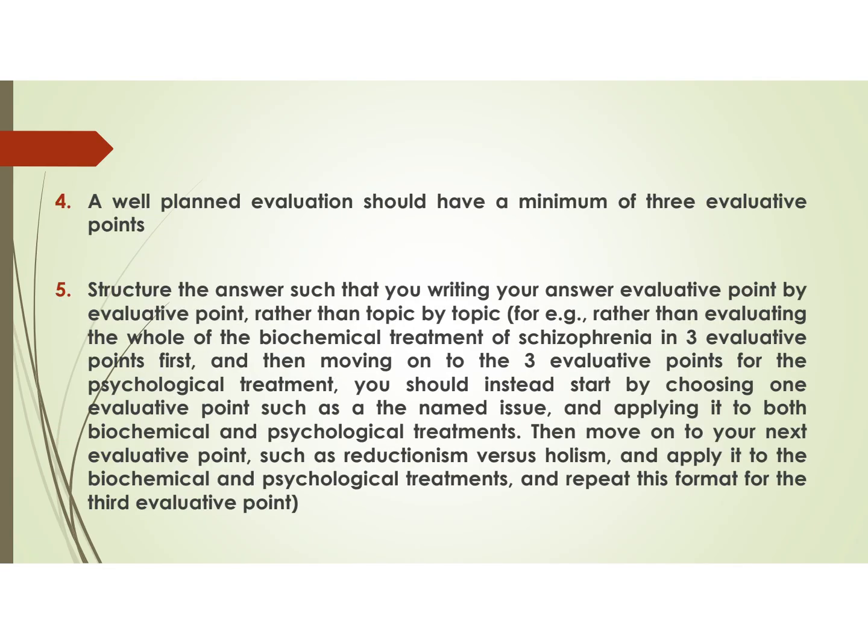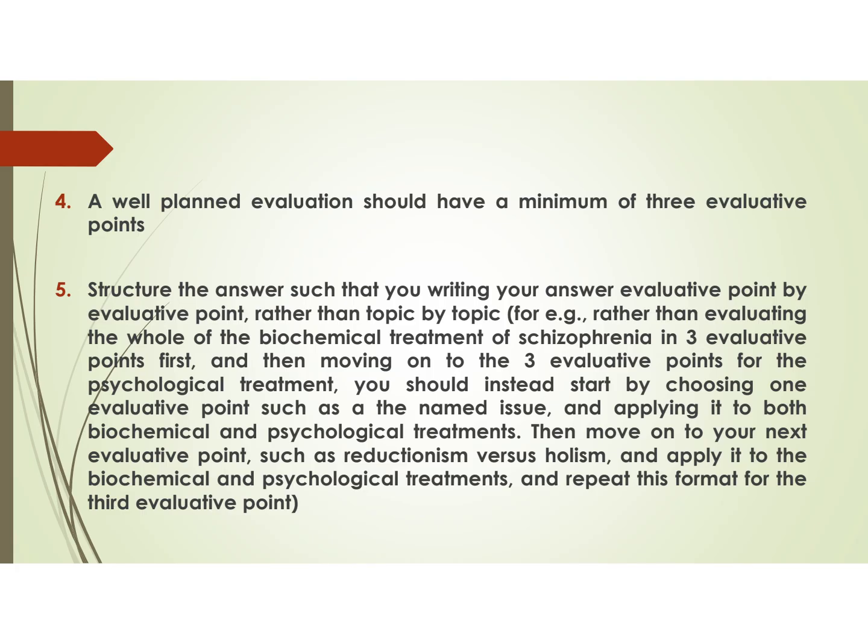So I've said that a well-planned evaluation will have a minimum of 3 evaluative points. Point number 5 is very important. Structure the answer such that the evaluative point is what you're starting off with. You would think that you need to write your answer in a way that you are first entirely evaluating the biochemical treatment of schizophrenia, and then you're evaluating the psychological treatment of schizophrenia.